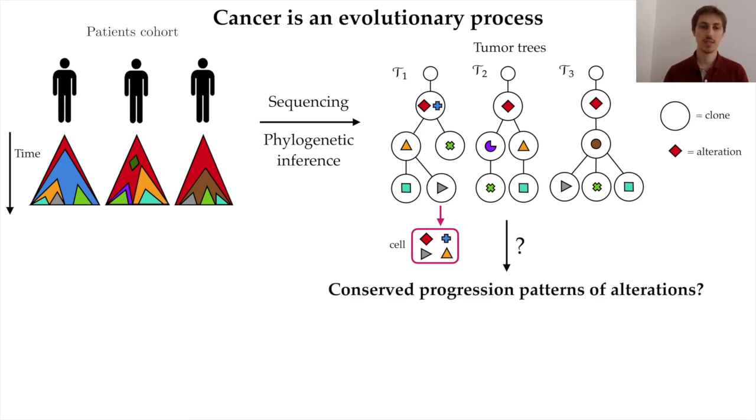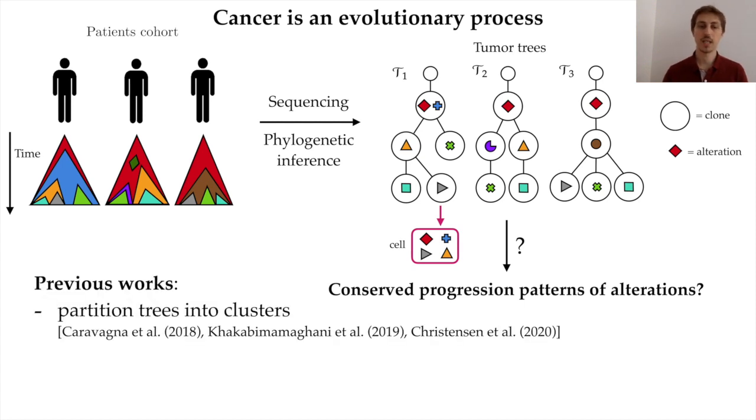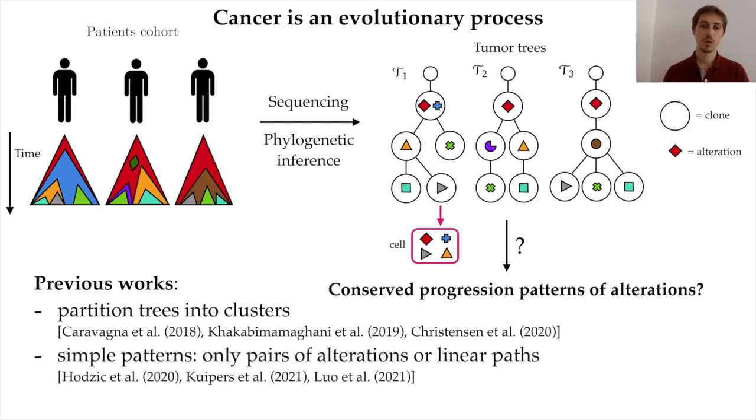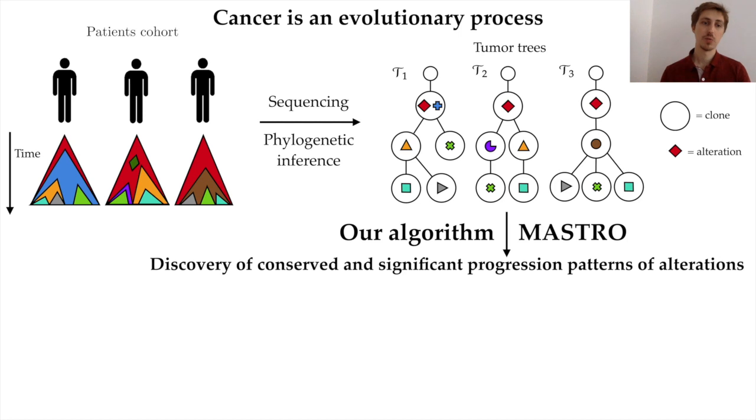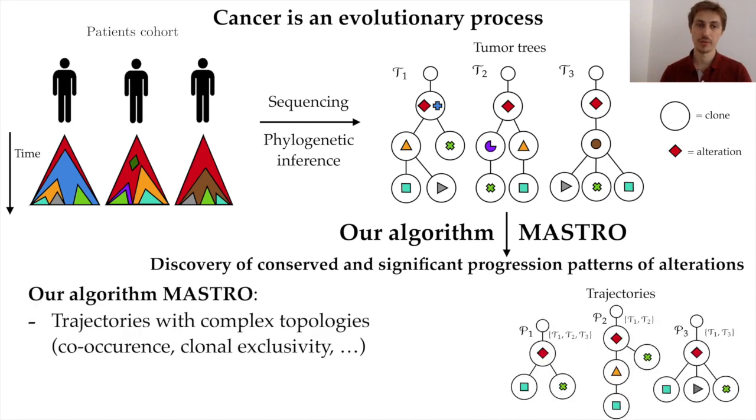However, a critical challenge is to understand if there are conserved progression patterns of alterations shared by many patients, a problem that cannot be addressed by considering each tumor tree individually. For this problem, previous works either focused on partitioning trees into clusters according to their similarity, or to only find simple progression patterns, such as pairs of alterations with a given order or linear paths. So this was the motivation for our algorithm Mastro, for the discovery of conserved and significant progression patterns of alterations.